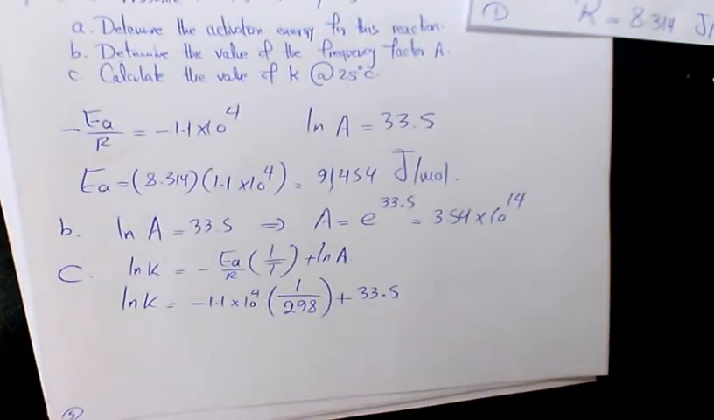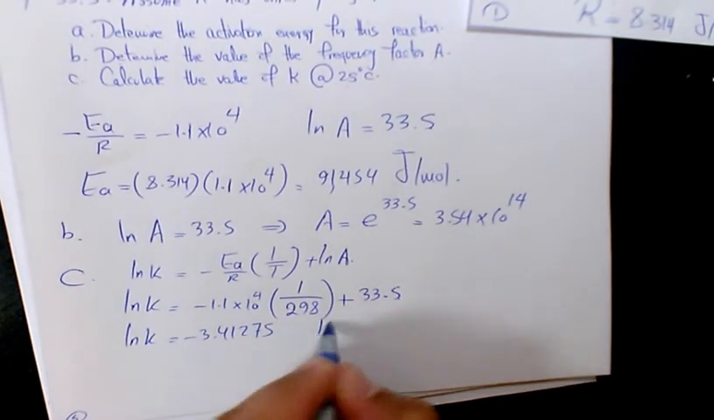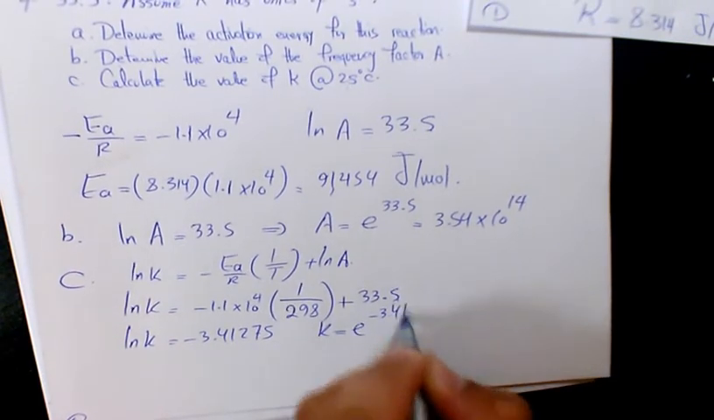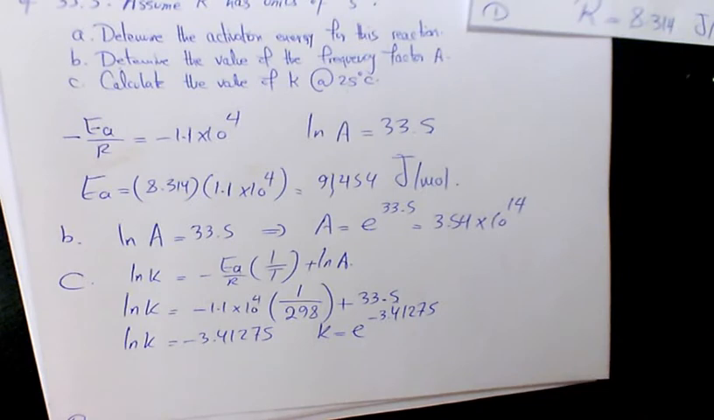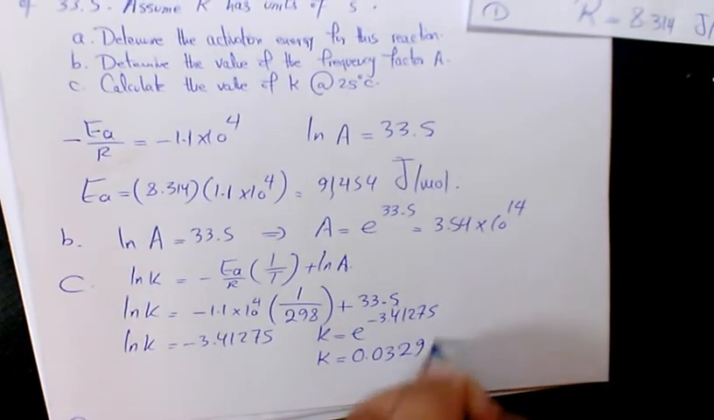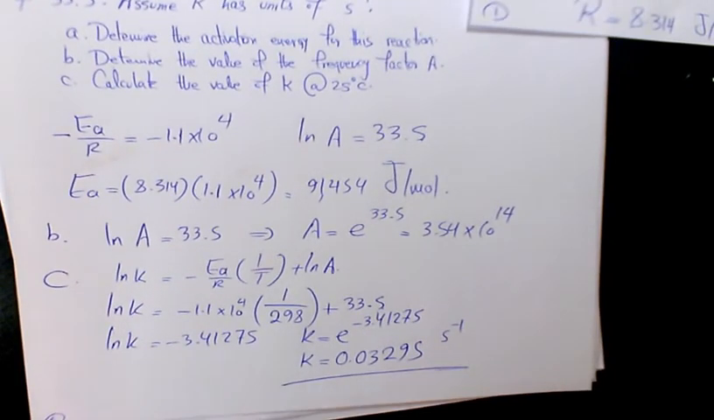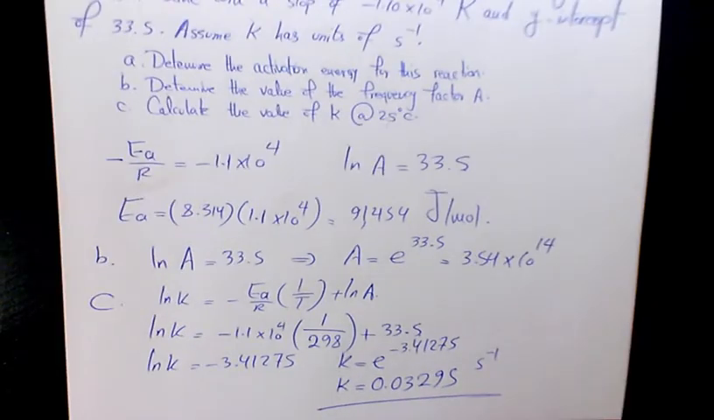So 1.1 times 10 to the power 4 divided by 298. 33.5 minus 26.9125. So ln k will be negative 3.41275. k will be e to the power of negative 3.41275. k will be 0.03295 per second, is going to be the unit. So that's going to be the rate constant.